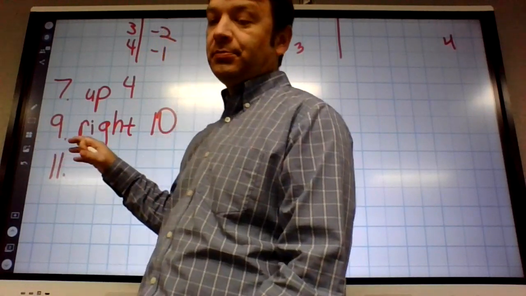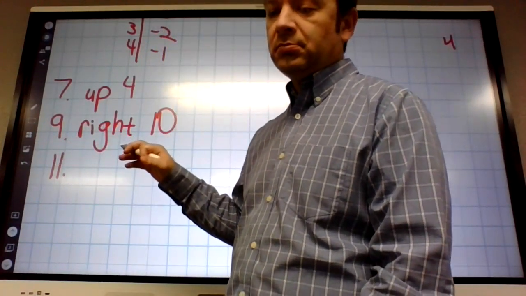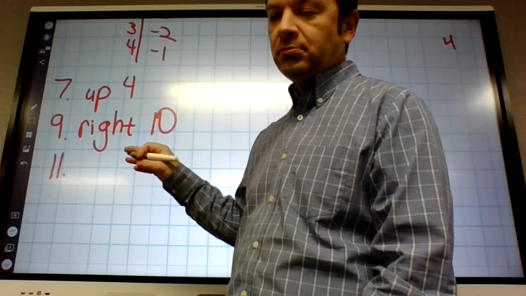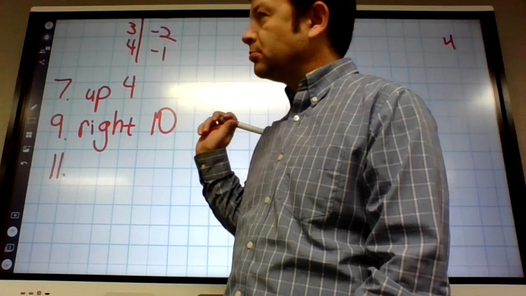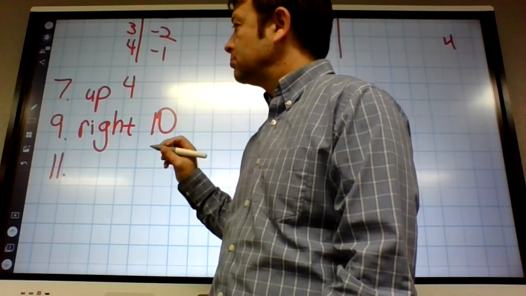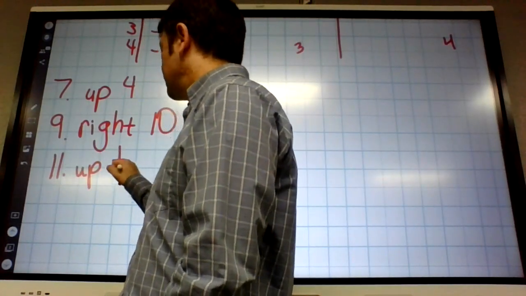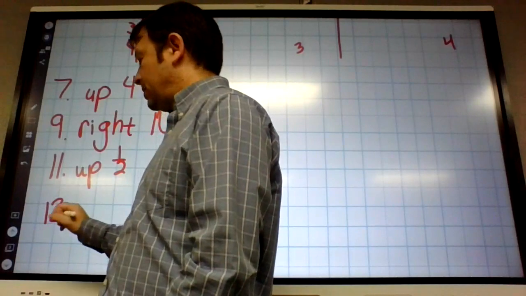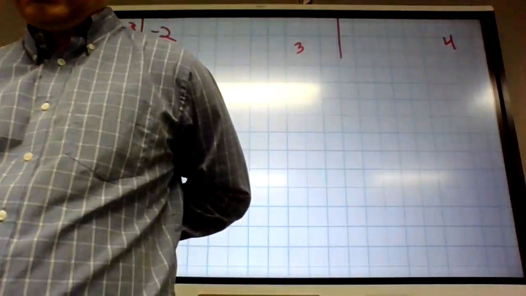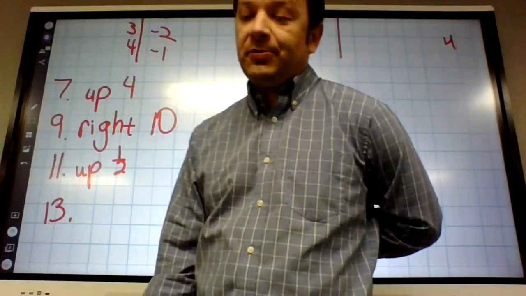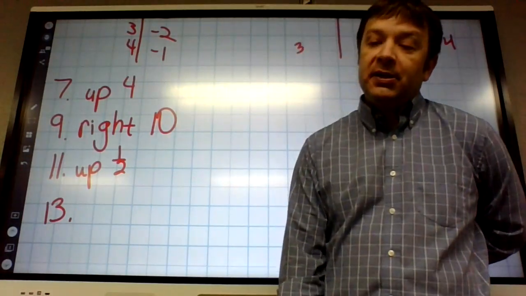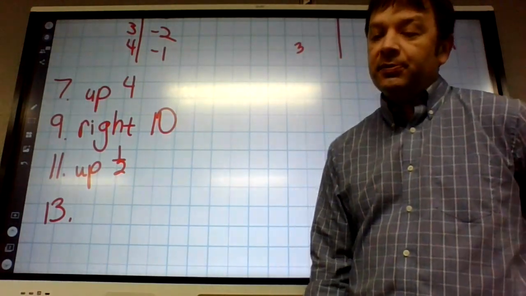Number 11. Oh, sorry, I was looking at the Up 1/2. Okay, 13. Okay, this is kind of the opposite. We're supposed to write a function rule for this.